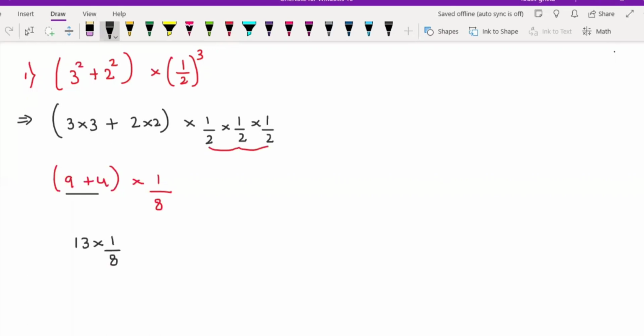Now just multiply these two values. That is 13 ones are 13 divided by 8. That's the first answer for the first extra question. Let us go with the second one.